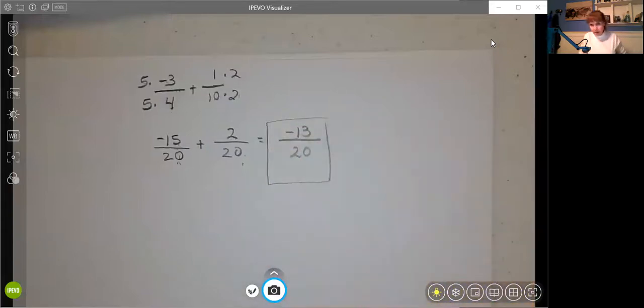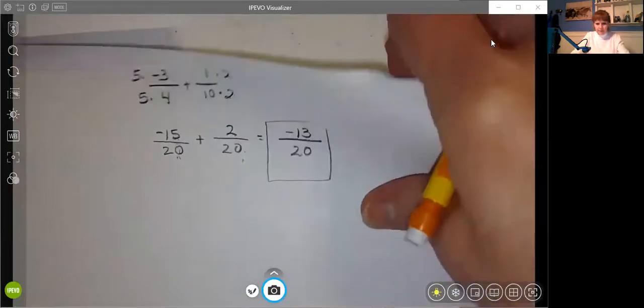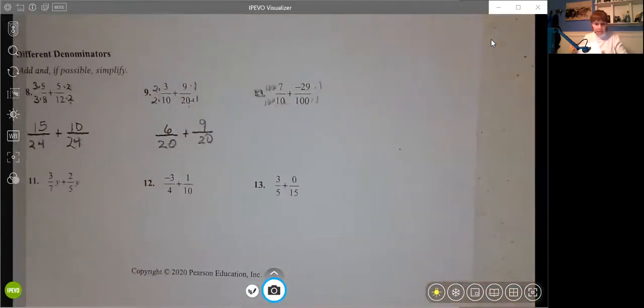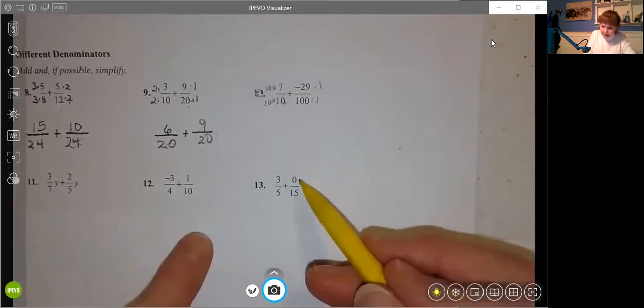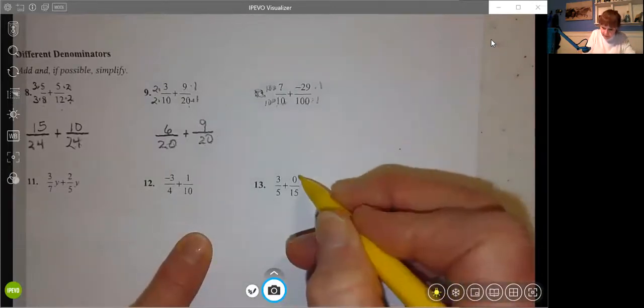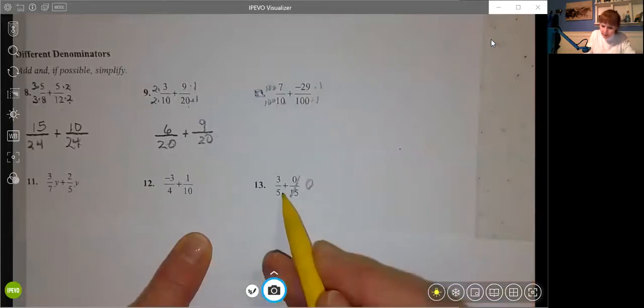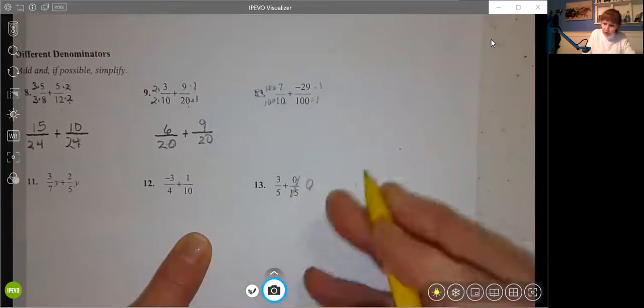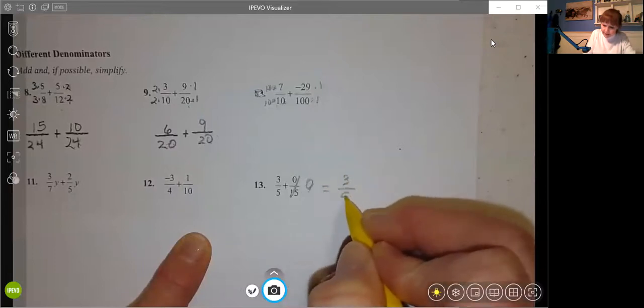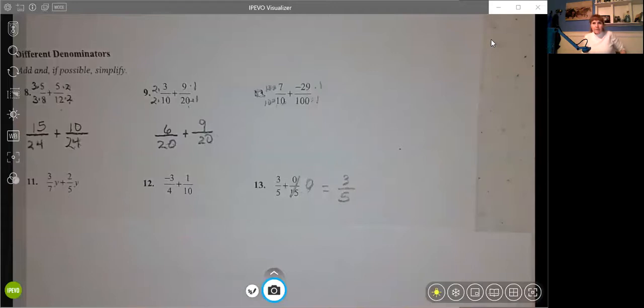All right, let's look at another one. Let's look at 13. It's kind of a trick one here. And I want you to get used to that. It's really important that you understand what 0 over 15 represents rather than 15 over 0. So here, 0 over any number is 0. And if you take a number and add nothing, you still have what you started with. So you have 3/5 plus 0 is still just 3/5.